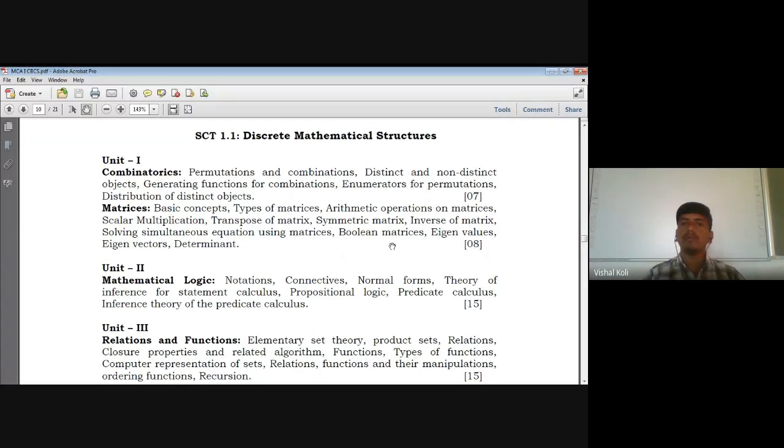After that we have to see the Boolean matrices, eigenvalues of matrices, eigenvectors corresponding to eigenvalues, and the determinant of a matrix. Okay, so these points we have to see in the first unit, that is combinatorics and matrices.